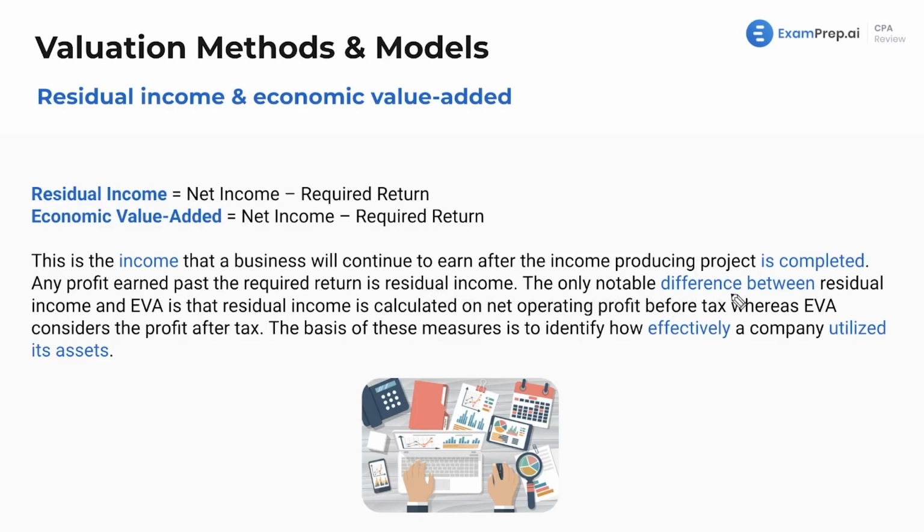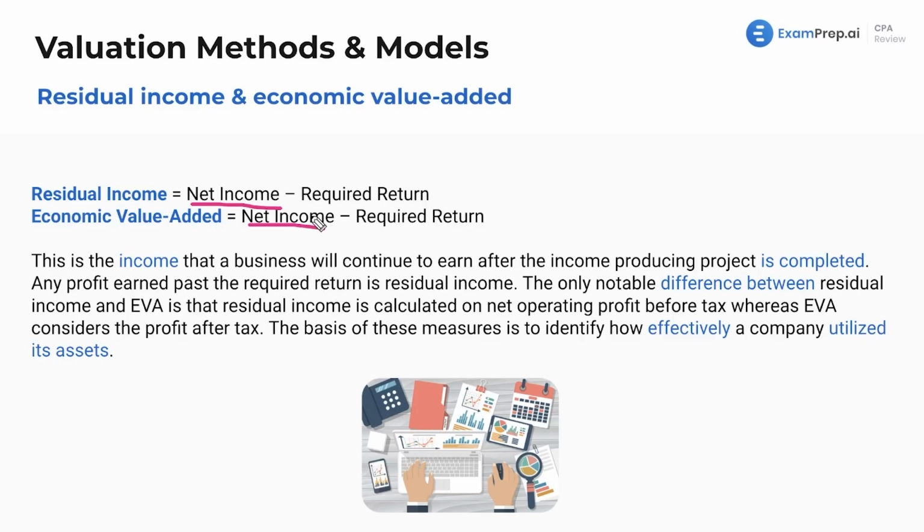The only notable difference between residual income and economic value added, or EVA, is that residual income is calculated on net operating profit before tax, whereas EVA considers the profit after tax. So this is before tax net income. This is after tax net income. That actually is the case a lot of times. There'll be so many formulas where it's outflows and inflows, but one formula is considering tax, the other is not. Just memorize that. That's the only difference here. It's profit after break even, but this is not taking into account tax. EVA is considering tax. It's profit after tax.